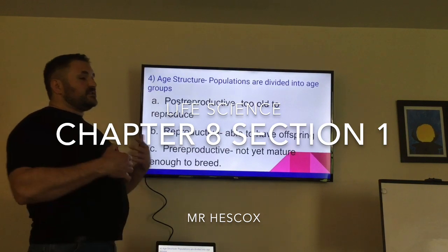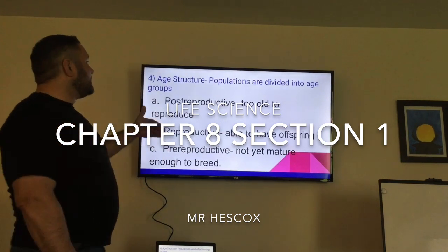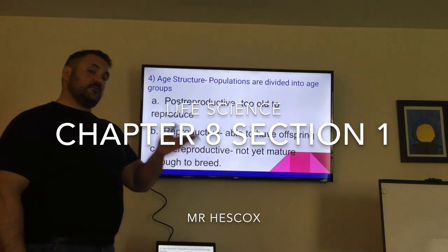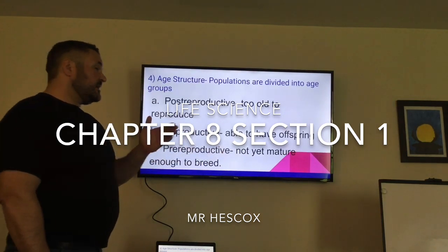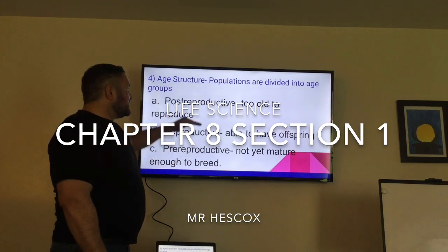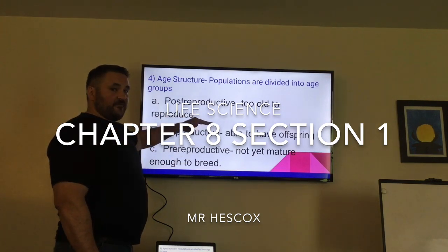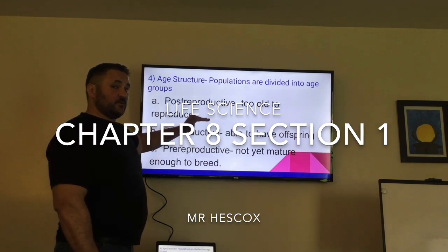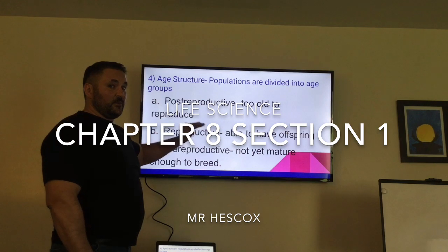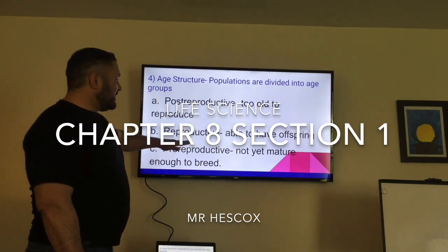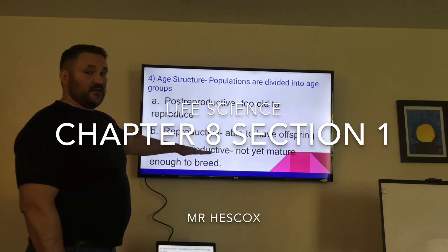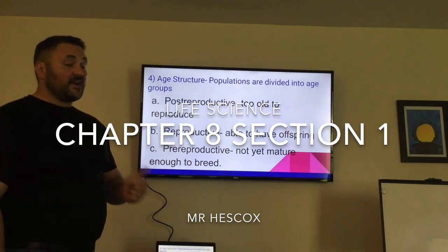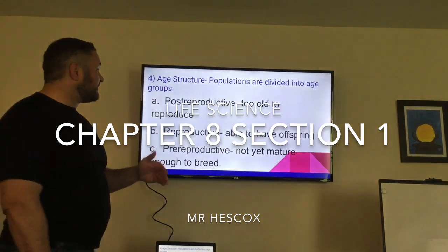Last but not least, when predicting if the size is going to grow, you need to know, is the age structure pre-reproductive, reproductive, or post-reproductive? There are many countries that do not make it all the way. Their average population doesn't make it long enough. There are so many people dying in certain parts of Africa that they don't make it to the reproductive age. Very few people make it to the post-reproductive age because of all of the poor conditions, war, lack of water, lack of food, drought, famine.